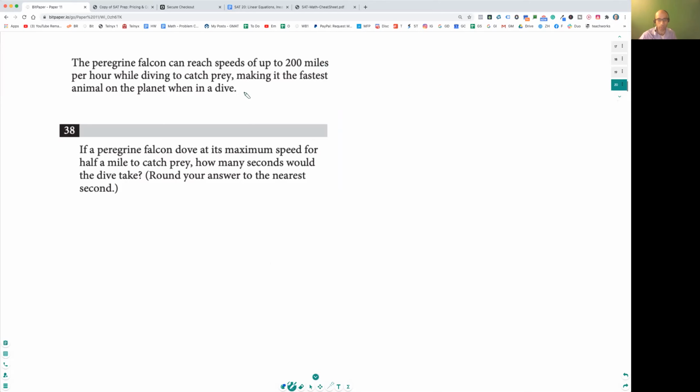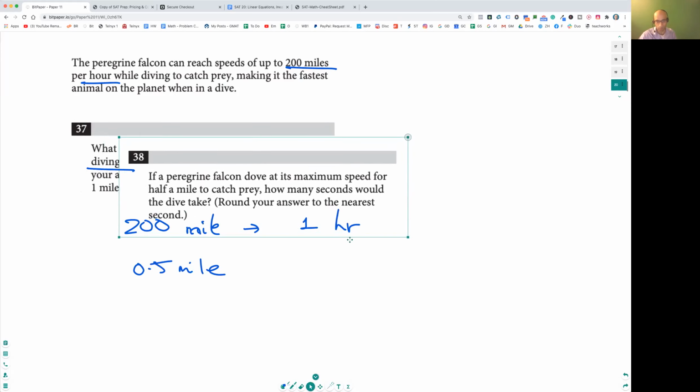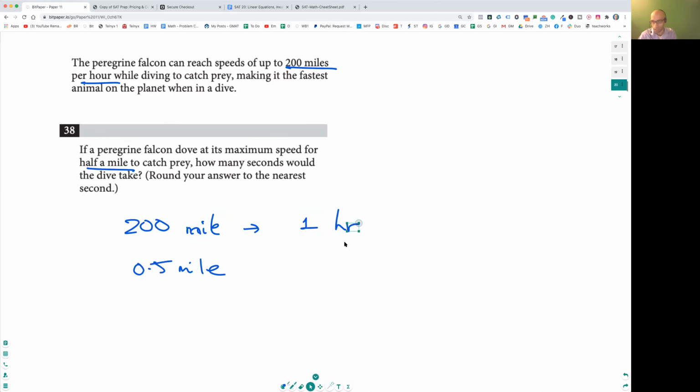If you want to solve it, there are 2 ways to solve it. You've got 200 miles, 1 hour. So you can always do this thing that I've told before, 200 miles, or you can use the D equals RT kind of thing. 200 miles is 1 hour, and then they're asking you how many seconds is in half a mile. So 0.5 mile is how many? But remember, 1 hour is how many seconds. You can always convert this.